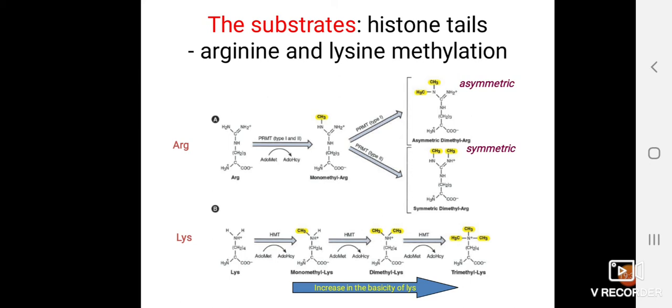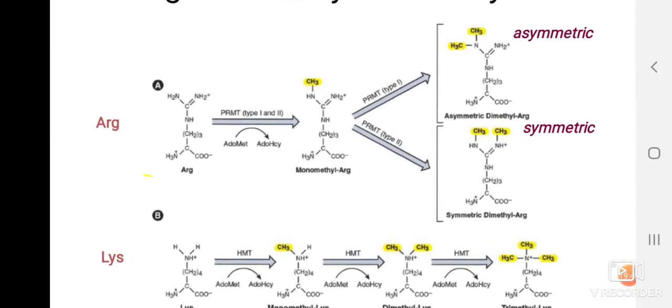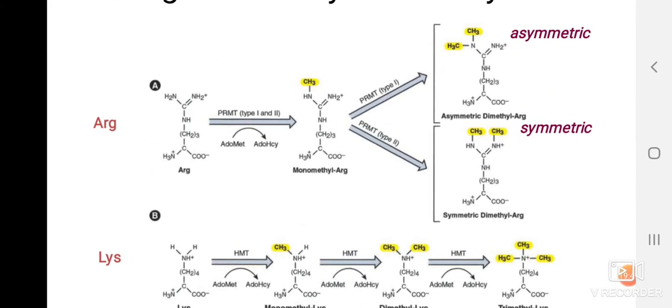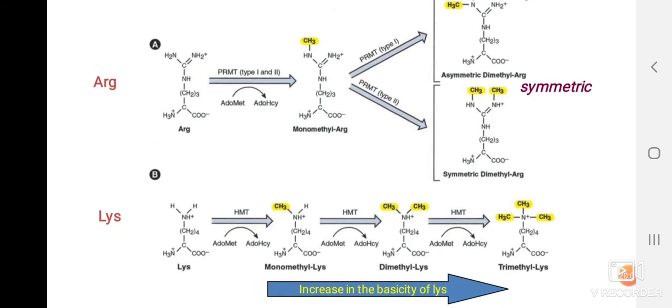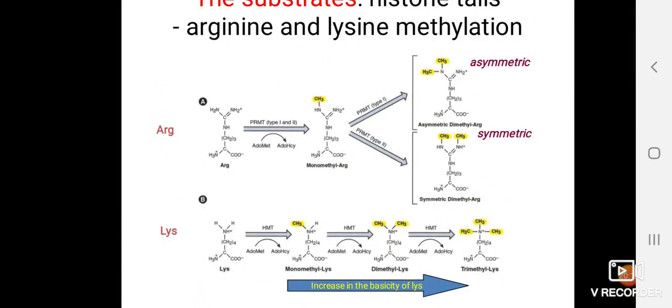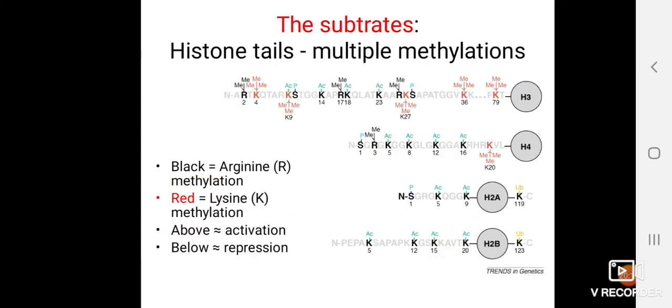For histone methylation, the substrates for the methyltransferases, HMTs, are arginine and lysine. You can see how exactly the reaction goes. Arginine gets transferred the methyl groups by PRMT, the enzyme, resulting in the formation of symmetric and asymmetric forms. There are type 1 and type 2 PRMTs, and there is HMT. You can see that the basicity of the lysine increases with the increase in methylation.